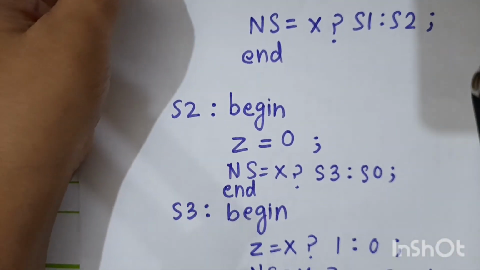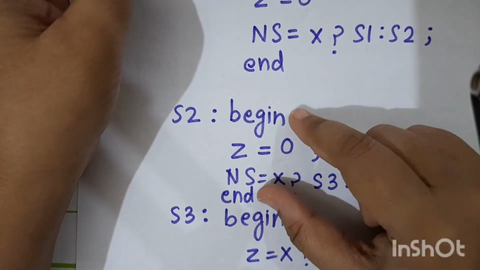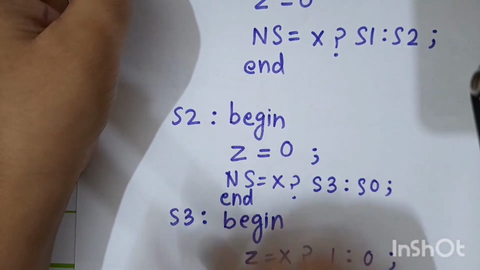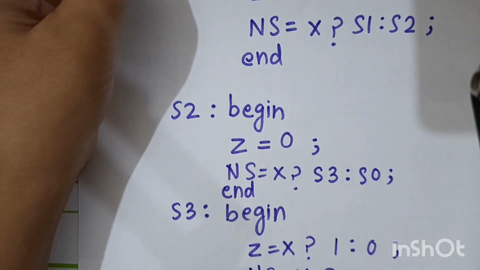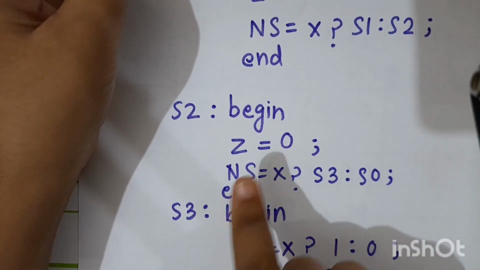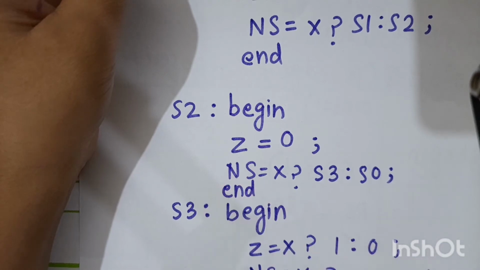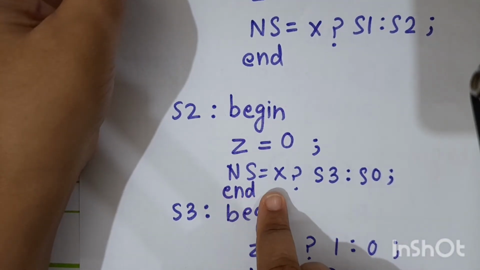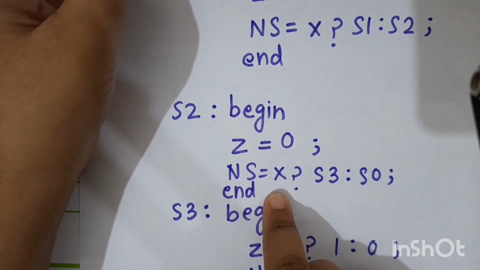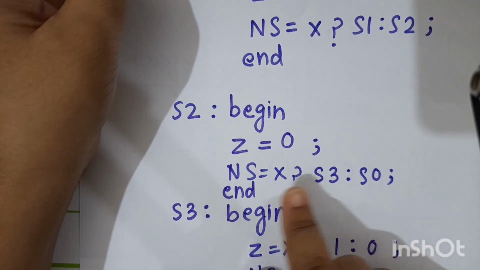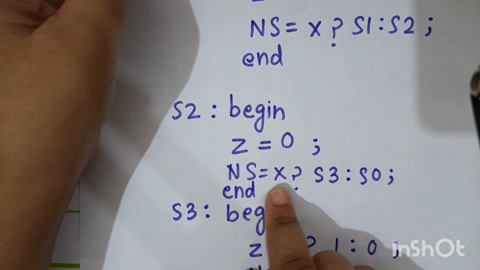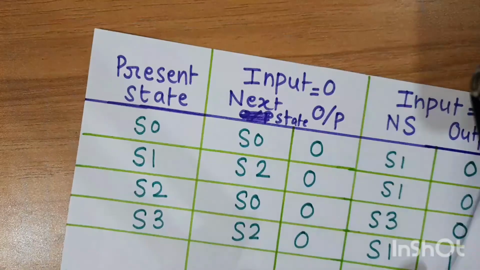Now you reach the S2 state. Inside the begin end block, if the present state is S2, Z is equal to 0. But next state is equal to what? If the input is 1, next state is equal to S3. If the input is 0, next state is equal to S0.